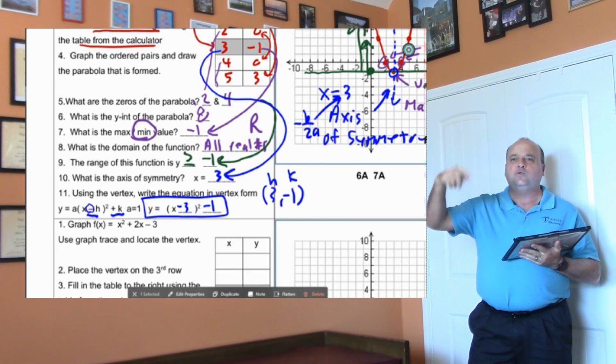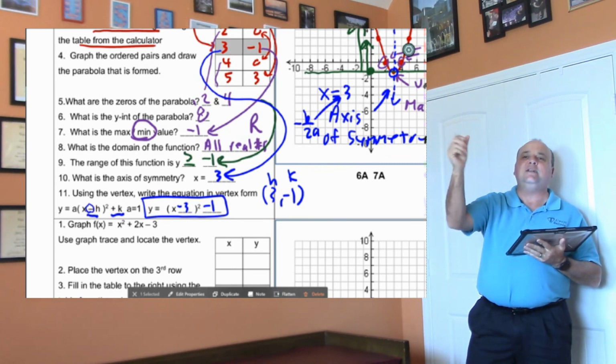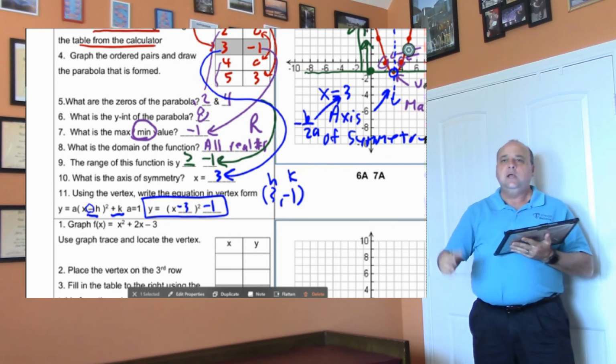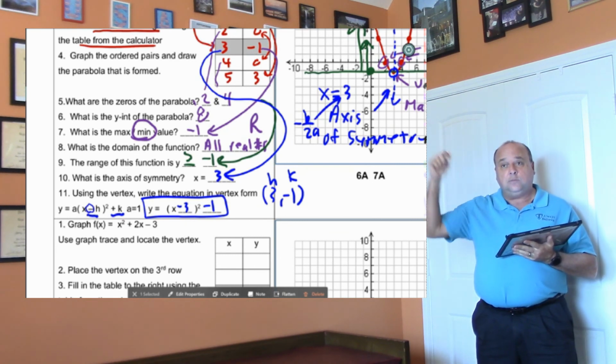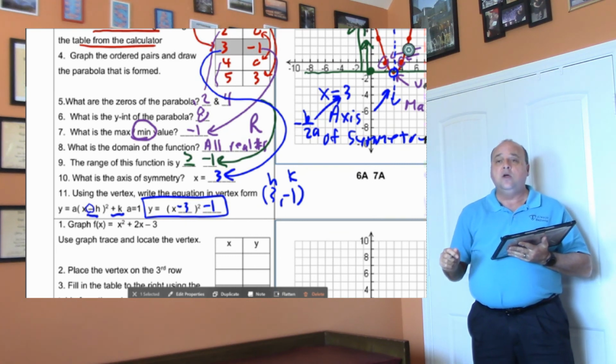Standard form is ax squared plus bx plus c. You can factor that and get the zeros. So the vertex form is helpful if you know the vertex. It helps you write the equation of the parabola.